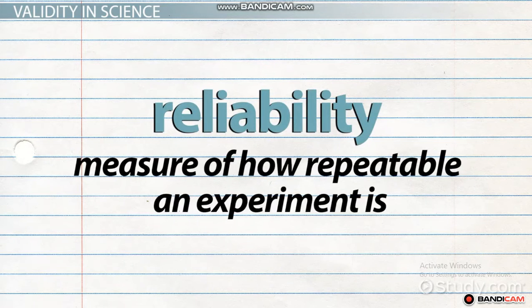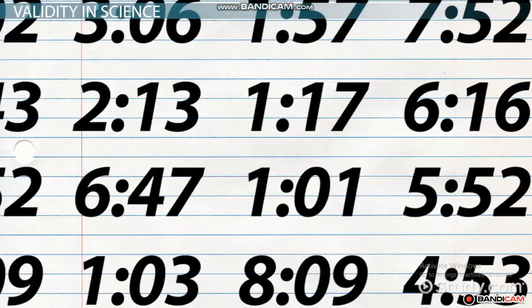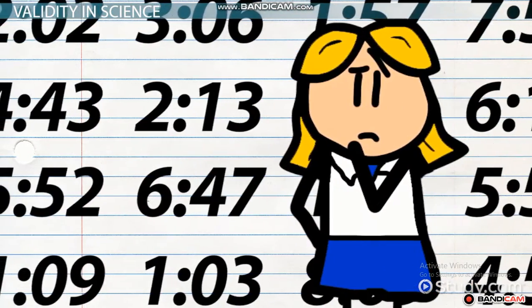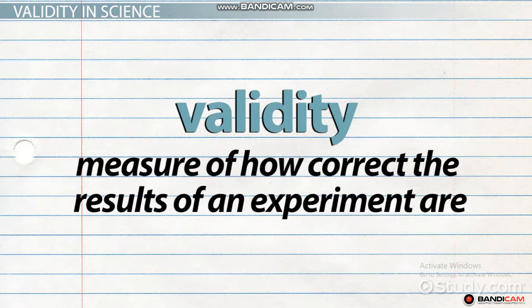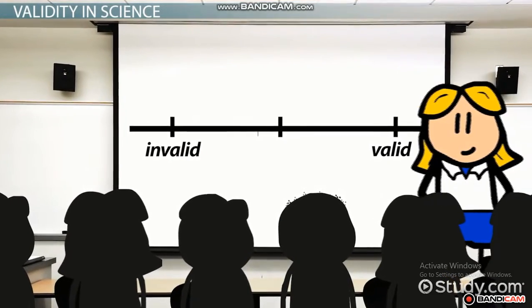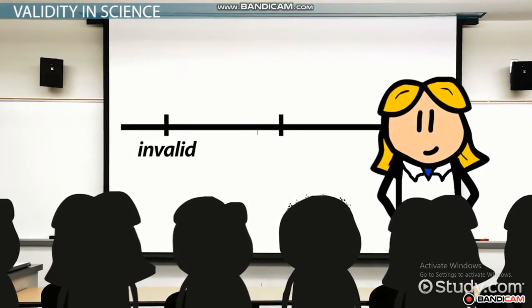Reliability is a measure of how repeatable an experiment is, where the results are similar when the experiment is carried out multiple times. But perhaps more important than this is validity, which is a measure of how correct the results of an experiment are. A particular experiment or investigation can be internally valid and externally valid.